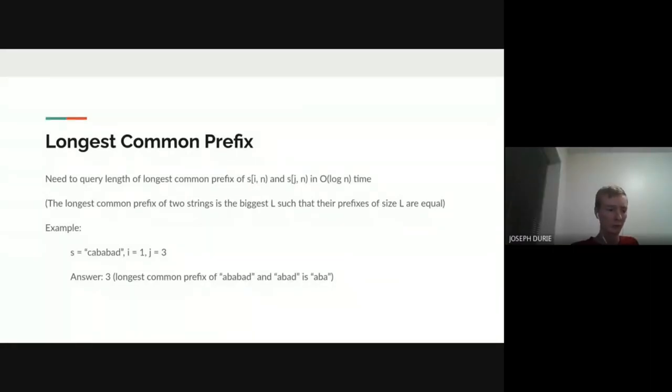And from here on out, we're basically going to be using the actual substring hashing as a black box. So you don't need to worry about the implementation of that or anything. It's just you have a constant time function that will tell you if two substrings are equal.